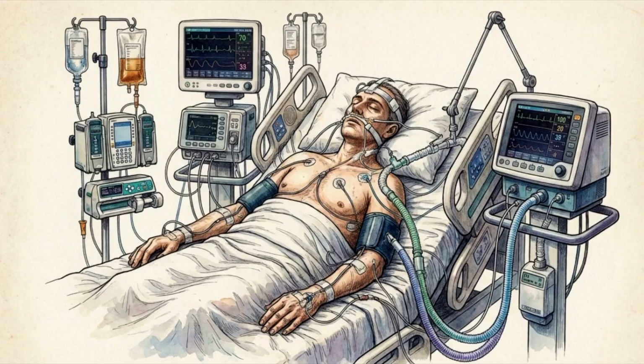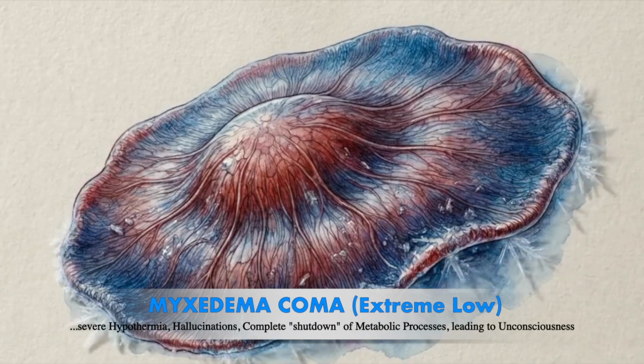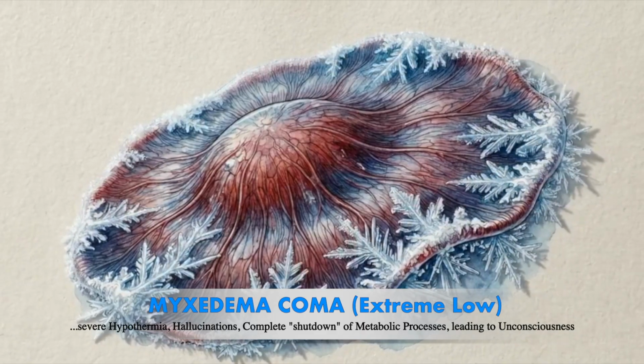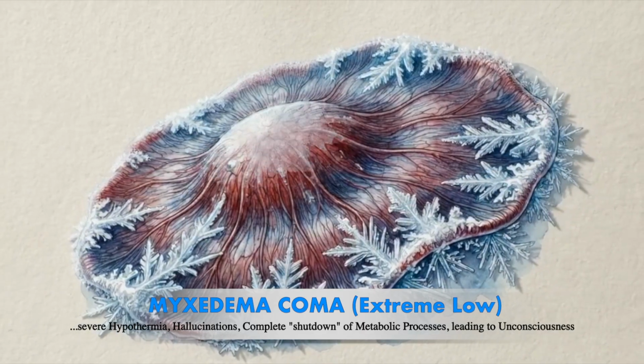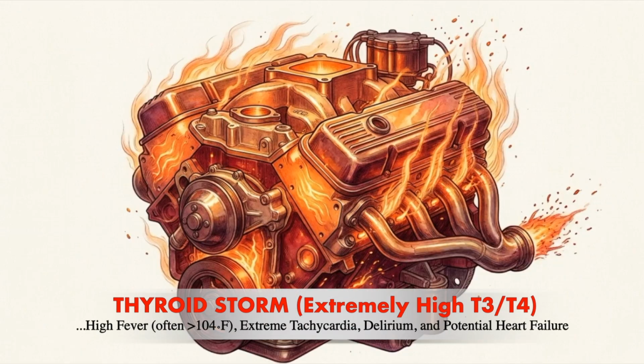When these imbalances go untreated, the metabolic shift can reach critical, life-threatening extremes. The end stage of hypothyroidism is myxedema coma. This is a state of total metabolic shutdown. It is characterized by severe hypothermia and hallucinations, eventually leading to a complete loss of consciousness. On the other side is a thyroid storm, a thyrotoxic crisis where the body's engine effectively overheats.